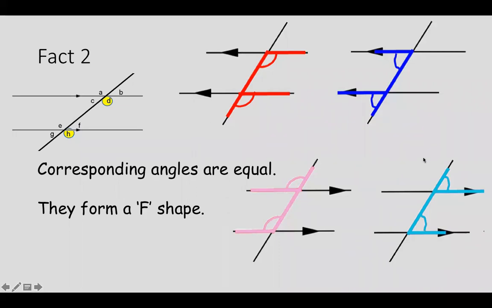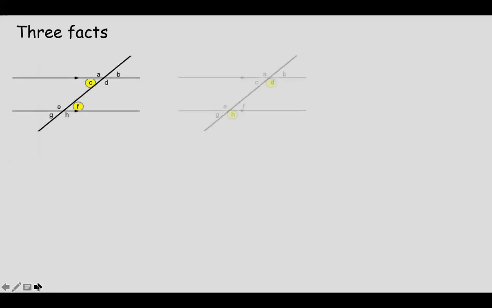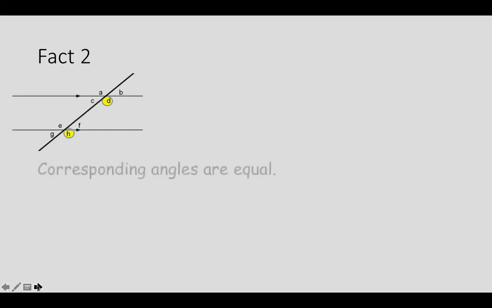Teacher, I cannot hear you. Yes, okay, sorry. So this is fact number 2. Corresponding angles are equal. Again, it is parallel lines and they form an F shape this time. Previously, for fact 1, we looked at the Z shape, but now we're looking at the F shape.